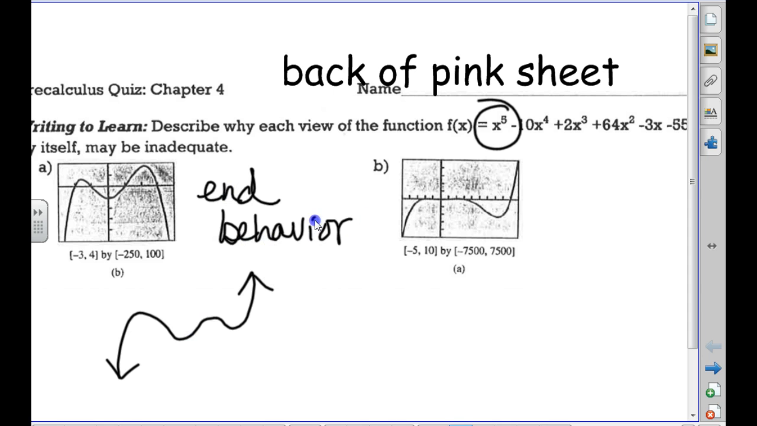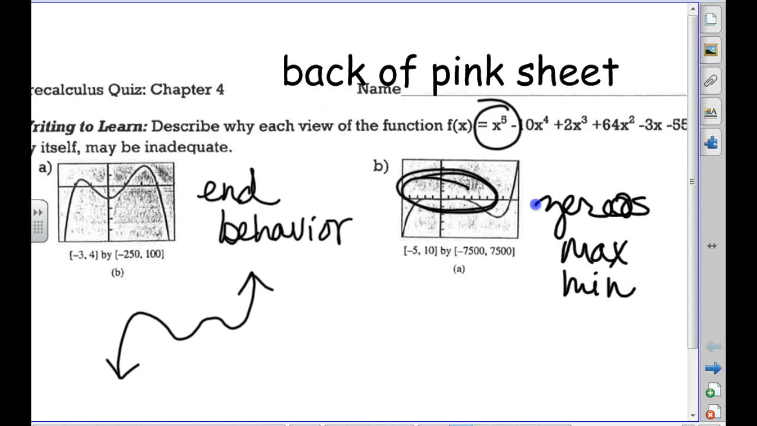So you can't see the end behavior in that window. What's wrong with this window? Okay, can't see the zeros or the max or mins in that window. There's 1 min over here maybe, but yeah, not a good window. All right, I'm moving on.